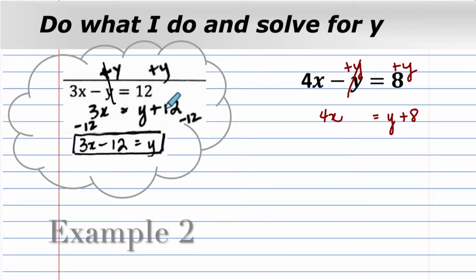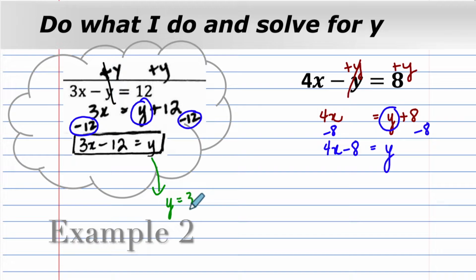All right, so I'm here. Now what happened next? Right, I wanted y by itself, so I'd subtract 12 from both sides. And let's do that over here. I want y by itself, so I'm going to subtract 8 from both sides. 4x minus 8 equals y. Now remember, y is equal to 3x minus 12 is the same thing as it written this way, and also y is equal to 4x minus 8 is the same.